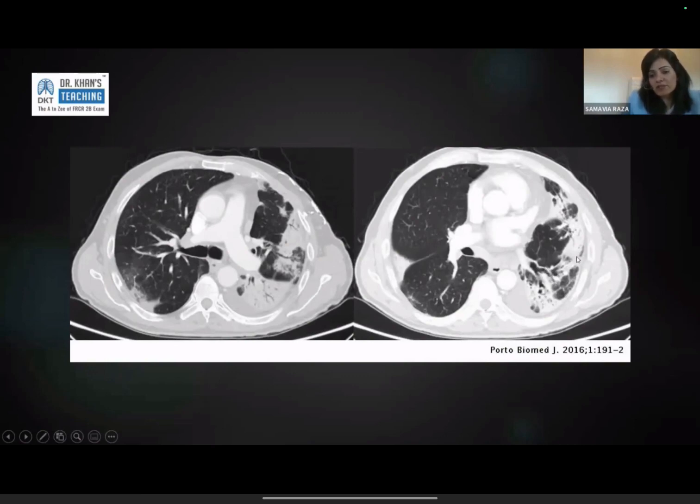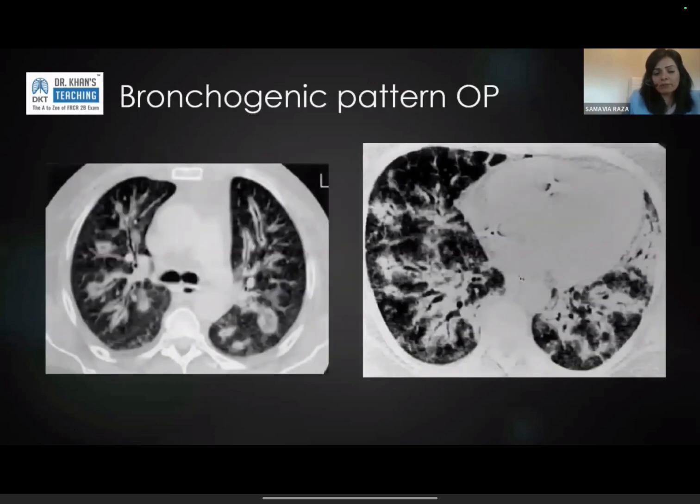That can be reversible, but weeks to months, when that consolidation completely goes away and you're left with that distortion alone, that would be scarring. If that keeps evolving or the patient is symptomatic and it keeps progressing, that is fibrotic OP.